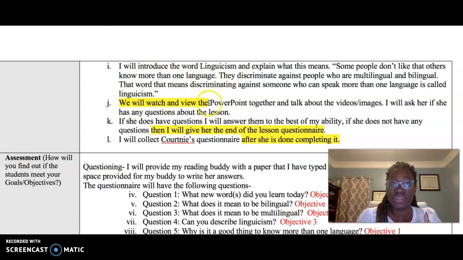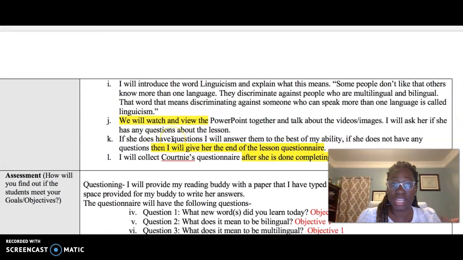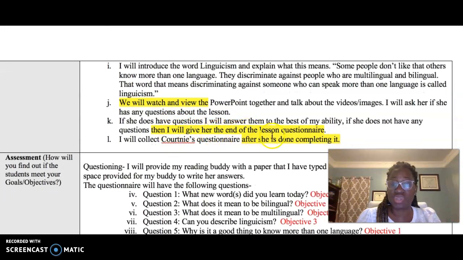Then we do. We will watch and view the PowerPoint together and talk about the videos and images. I will ask her if she has any questions about the PowerPoint. So now they're having an exchange, investigating and looking through it together. And then it is you do, the buddy. The buddy is going to do a questionnaire and complete it independently. So you want to make sure you're modeling something, doing it together, and scaffolding them so that the child or the group of children can do it on their own independently.